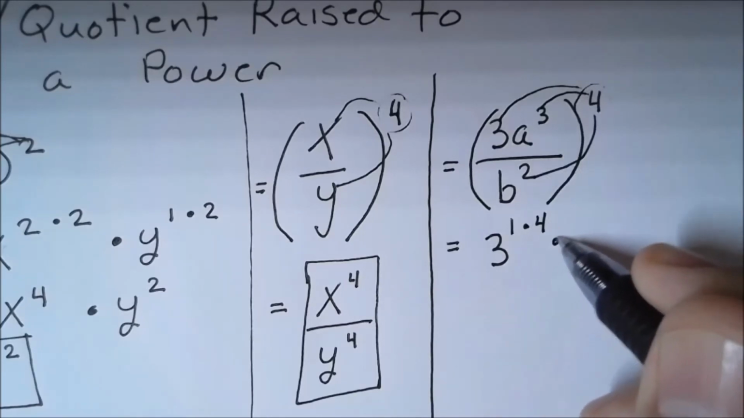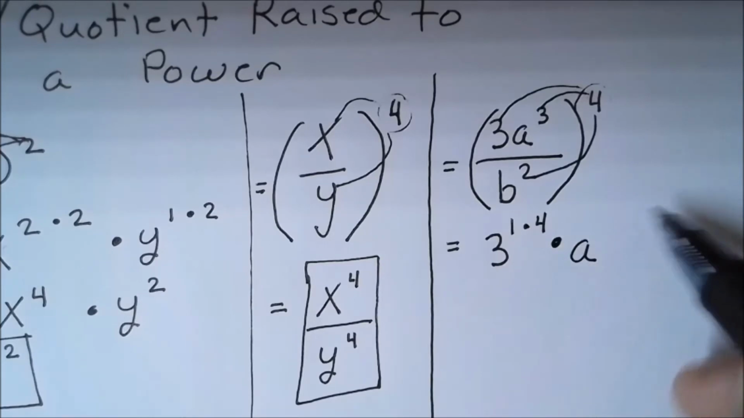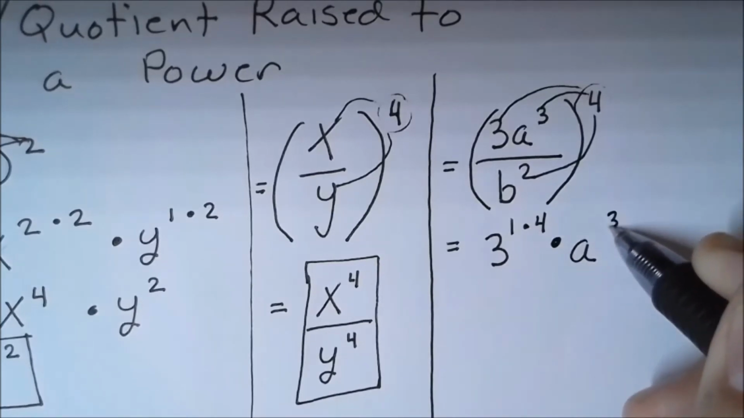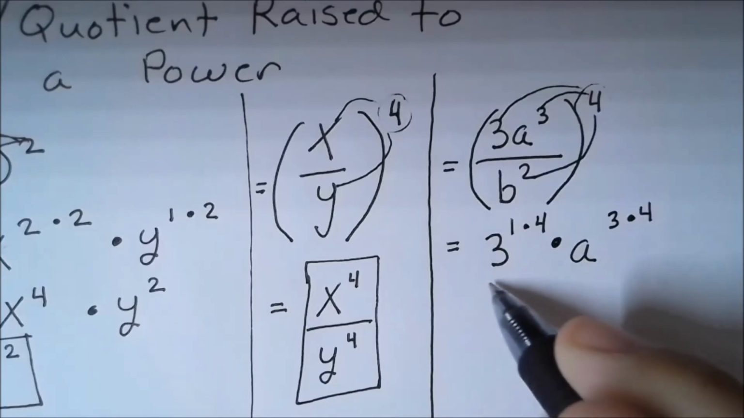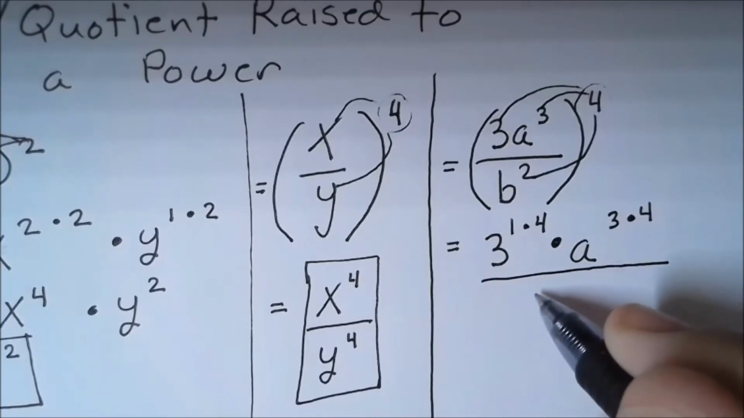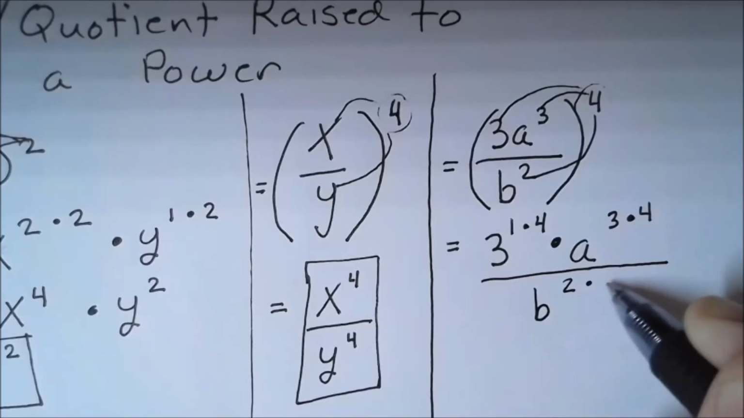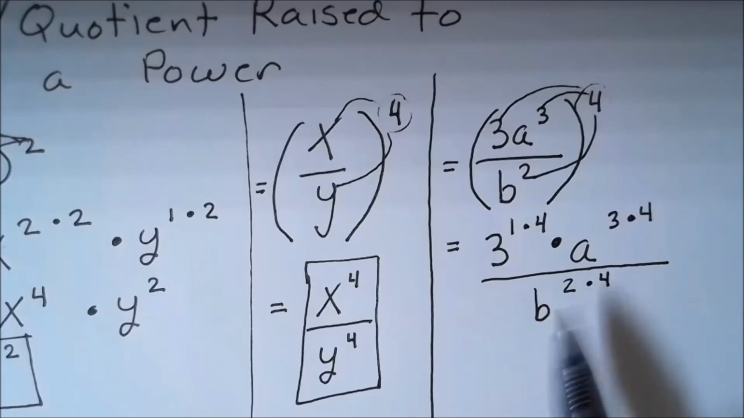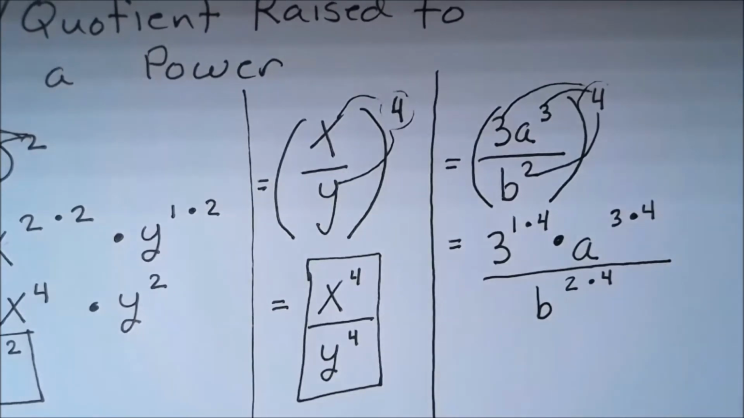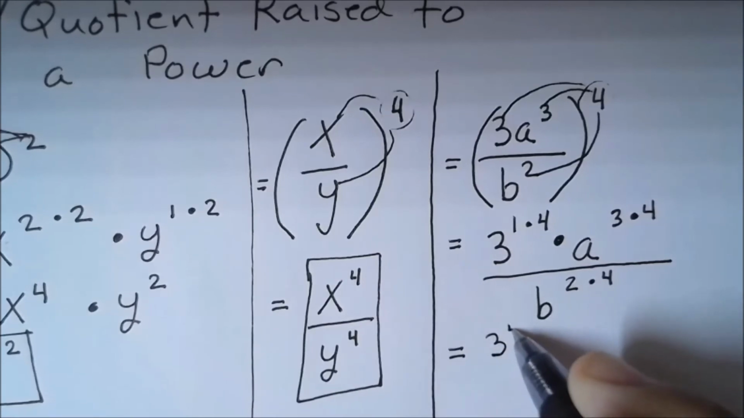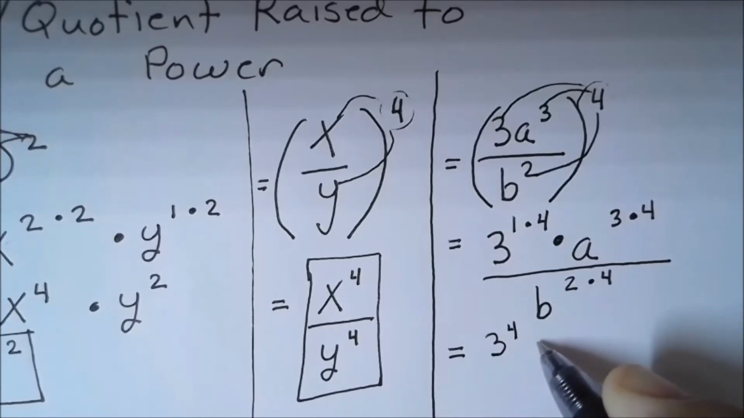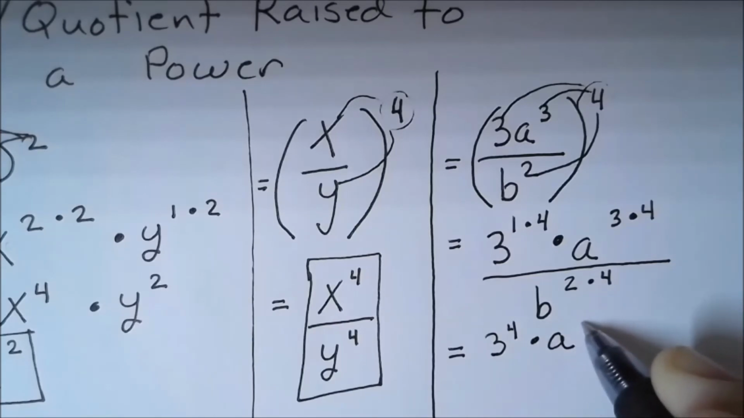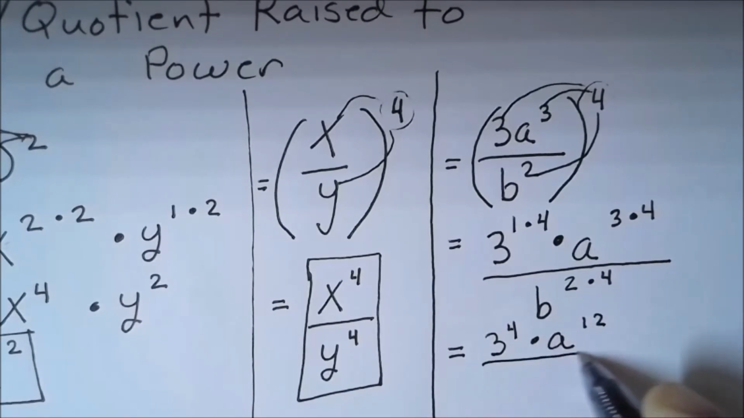The next term is going to be this. That whole thing is going to be multiplied times a to the power of 3 times the power of 4, and this whole thing is over b to the power of 2 times the power of 4. And this way you can see the entire process. All of this is taking place. Now if I were to rewrite this and clean it up a bit, what I would end up having is 3 to the power of 4 times a to the power of 12 over b to the power of 8.